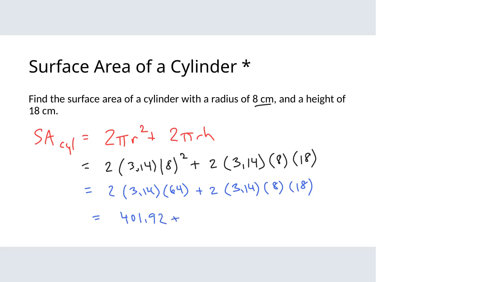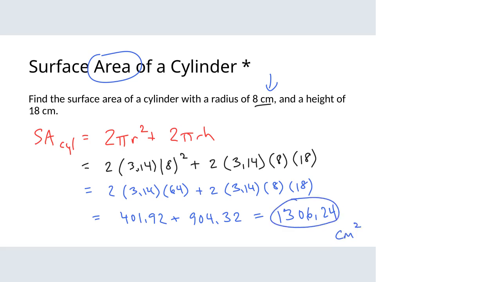And then 2 times 3.14 times 8 times 18 is 904.32. We'll add those together and have 1,306.24. This is surface area, and they're centimeters, so they would be square centimeters. 1,306.24, that's the number of square centimeters of material it would take to make this cylinder. Are there any questions about that before we look at one more type of problem?